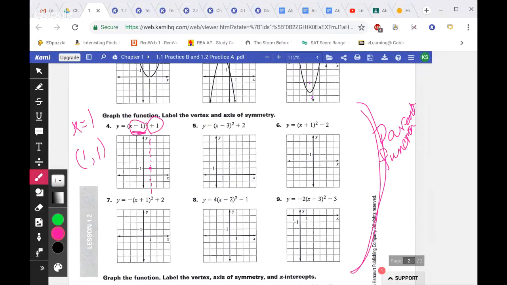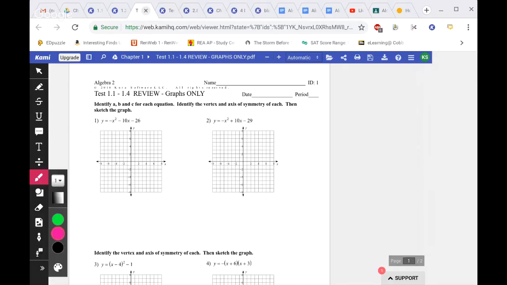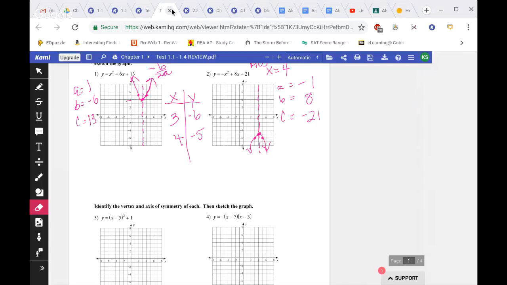So what will be on the test? Could you give me a list of things? It is exactly this, the same everything. Number 1 and 2 will be in standard format and you will graph them. Number 3 and 4, one of them is in this parent function form right here. So you know it's going to be shifted right 5 and up 1. So your vertex is there, your axis of symmetry is there, and then plot a couple points and sketch the graph.